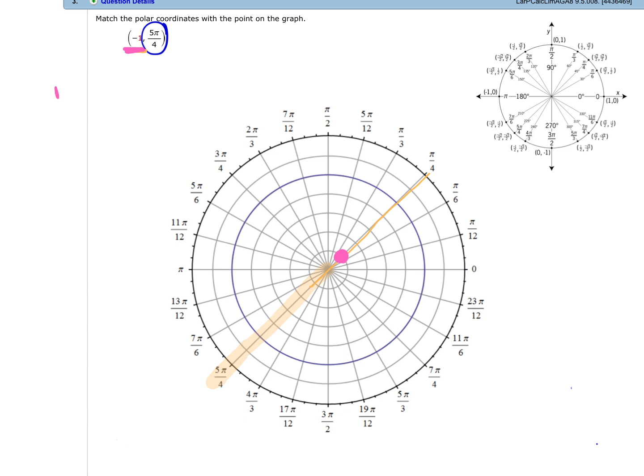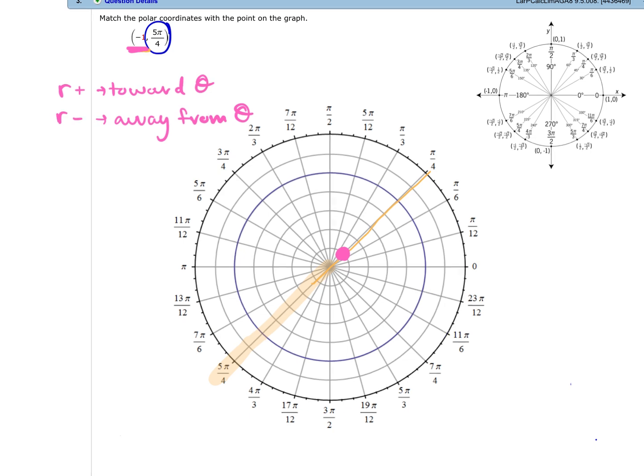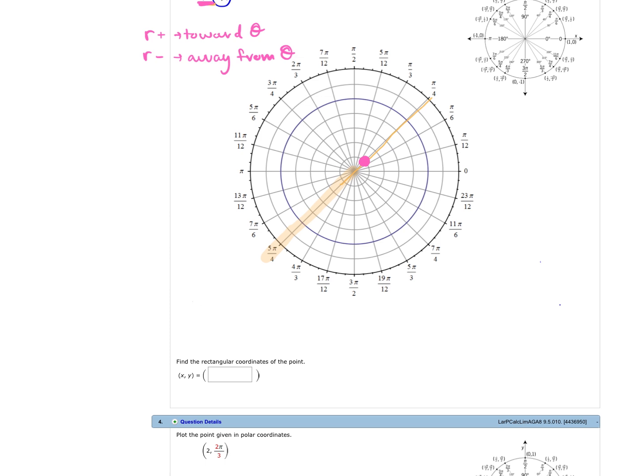So remember, if r is positive, we go towards theta. If r is negative, we go away from theta. Any questions here? Awesome. Let's convert it to rectangular.